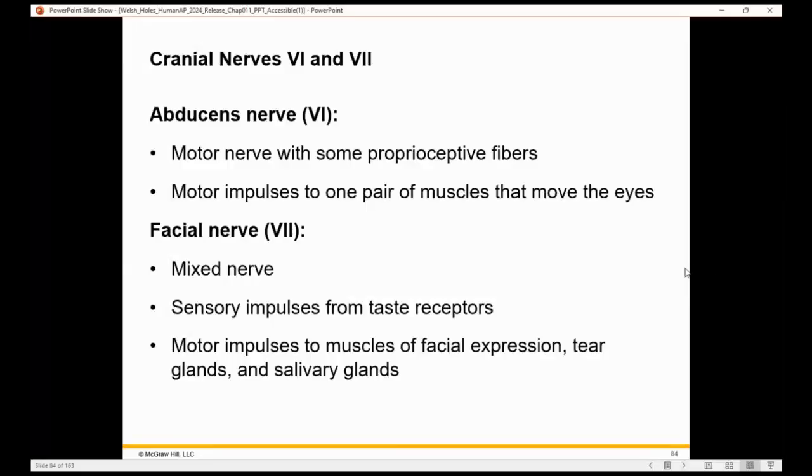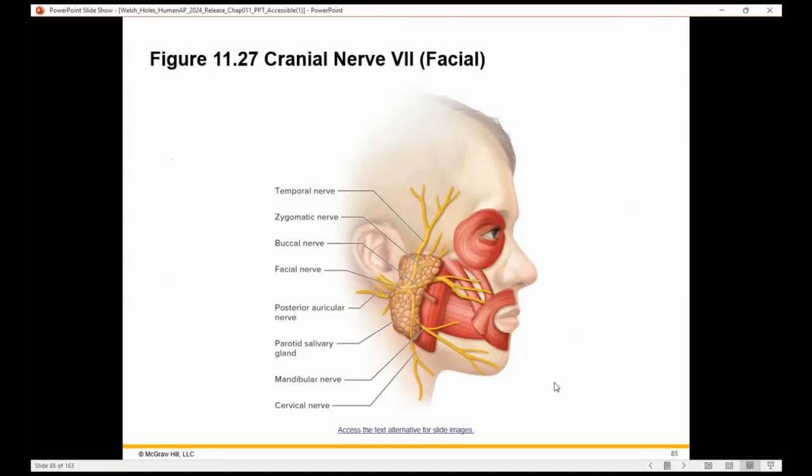Facial nerve, number 7. This is a mixed nerve. It has sensory impulses from the taste receptors and motor impulses which go to the muscles of the facial expression, tear glands, and salivary glands. This figure shows you cranial nerve number 7, facial.